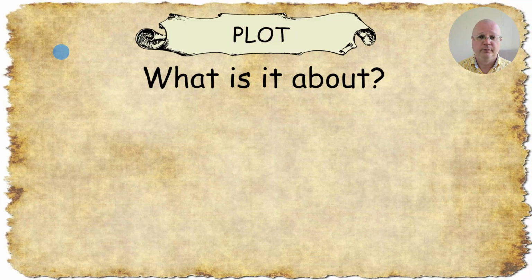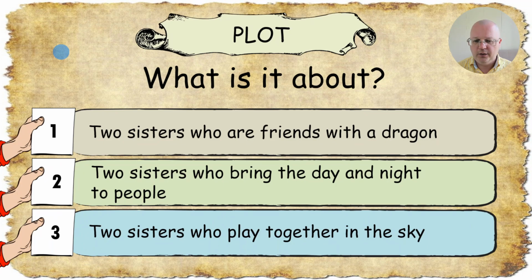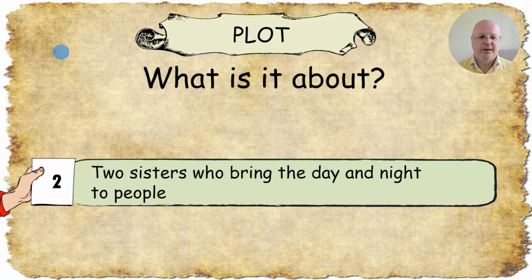Next question. What is it about? It's open for discussion. You can talk to your students. If you see that they struggle, you give them 3 options. Then they read these options and choose the one that's right. So in this case, it's number 2. It is about 2 sisters who bring the day and night to people.